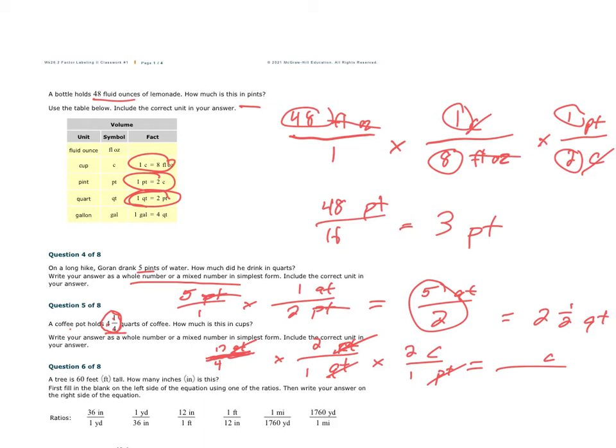17 times 2 times 2. Oh, you know what? I can simplify first. Check this out. Let's make life easier. The 4 and 2 can become 2 and 1, and then the 2 and 2 can become 1 and 1. So I'm left with 17 cups over 1, which is just 17 cups. Well, that was cool. That worked out nice.